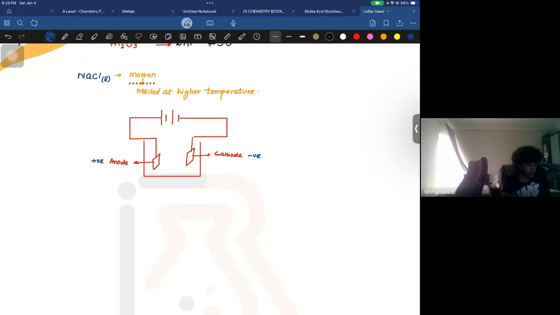Sir, can I go turn on my light 1 second? Sorry, can I turn on the light in my room? Yes, yes, okay.